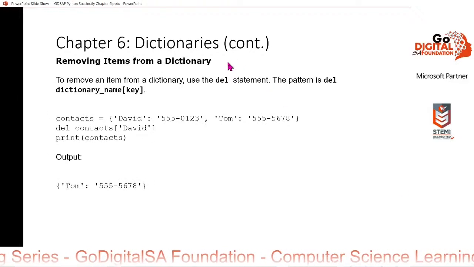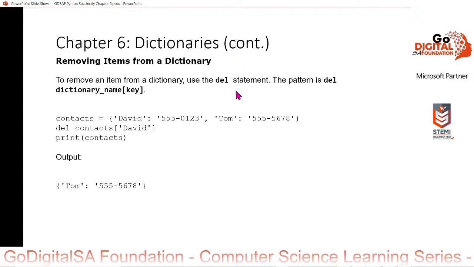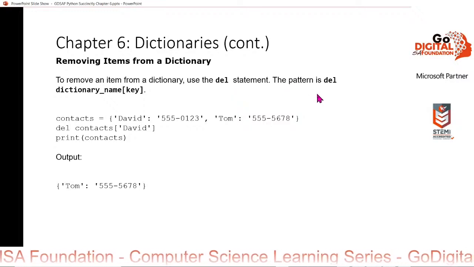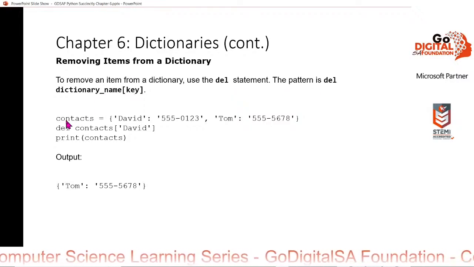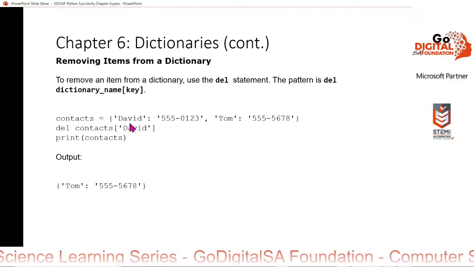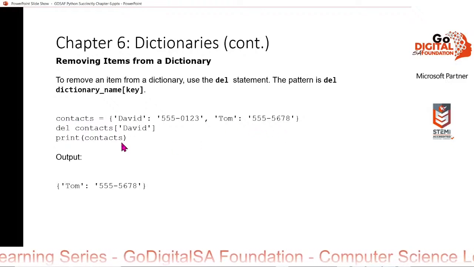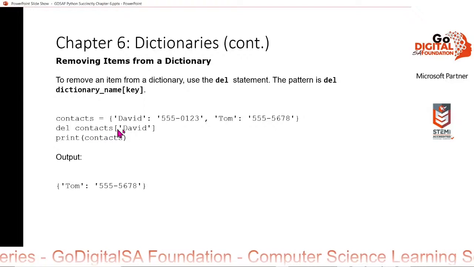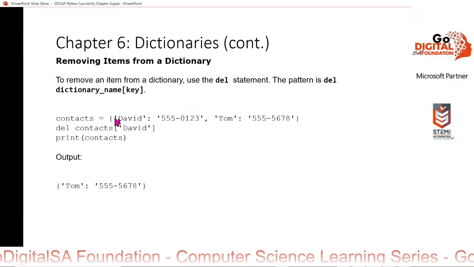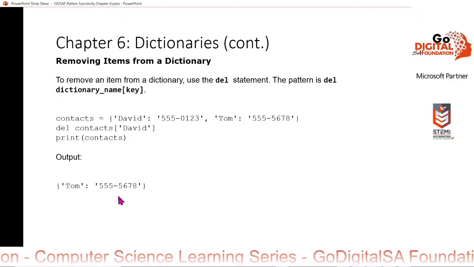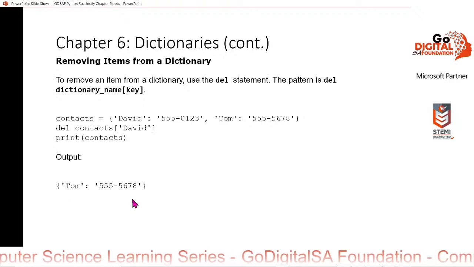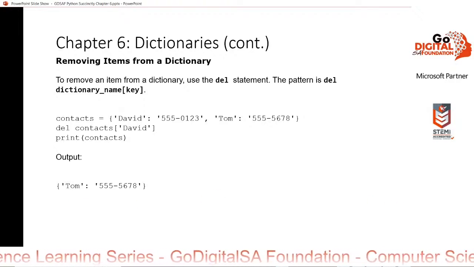Removing items from a dictionary. To remove an item from a dictionary, use the del statement. The pattern is del, dictionary name, key. Okay, so if we create a dictionary, contacts equals David this, Tom that, then we say del contacts David, it will remove this item. If we then print contacts, we'll see now contacts is just the one item.